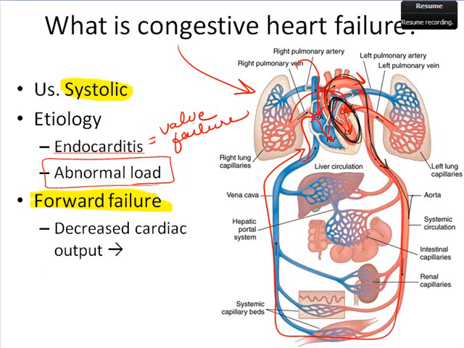Now, backward failure just simply means that if you think about it, if the left side over here is not pumping sufficiently, you're going to start to get a buildup of blood behind that point, right? The blood in the lungs is not going to get moved forward into the systemic circuit, so the lungs are going to get a buildup of blood that's going to back up into the right atrium and the right ventricle. That's called backward failure, and it leads to congestion of the venous circuit.